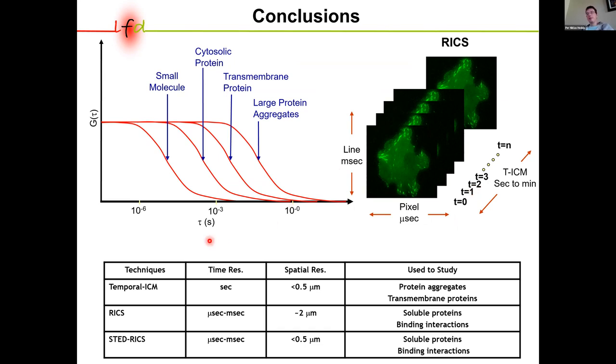So for temporal image correlation, the time resolution is seconds. You have a spatial resolution at the single pixel level, which is good for large aggregates. Then we have RICS on the microsecond to millisecond time scale, with a spatial resolution of the diffusion map of maybe 2 micron or so. And then you can improve upon the spatial resolution by applying STED.